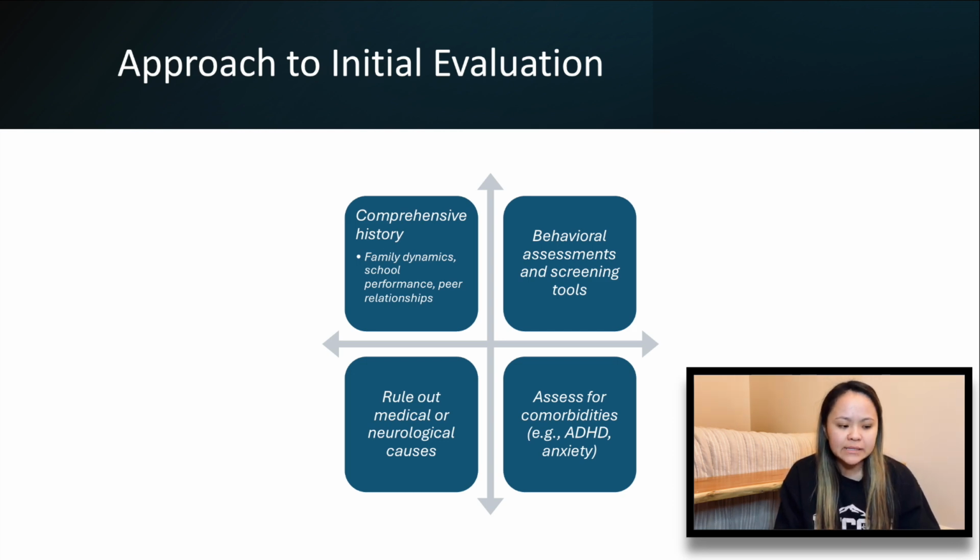You want to know, is it school-related stressors? Are they getting bullied at school? Are they not making friends? Are they not doing well in classes? See if there is any outlying cause to the behaviors that they're exhibiting.